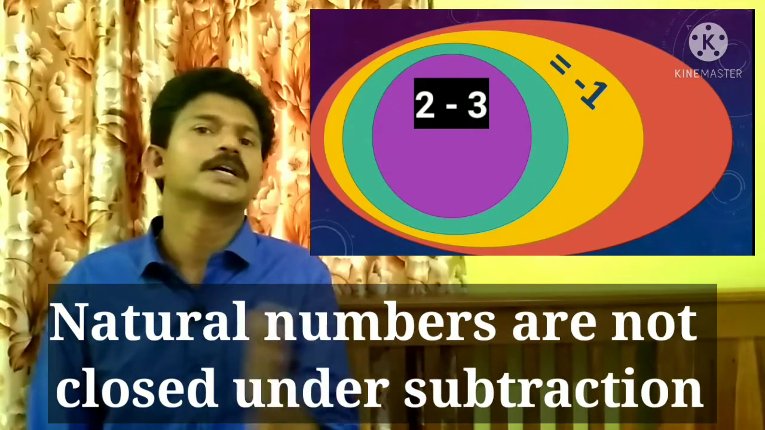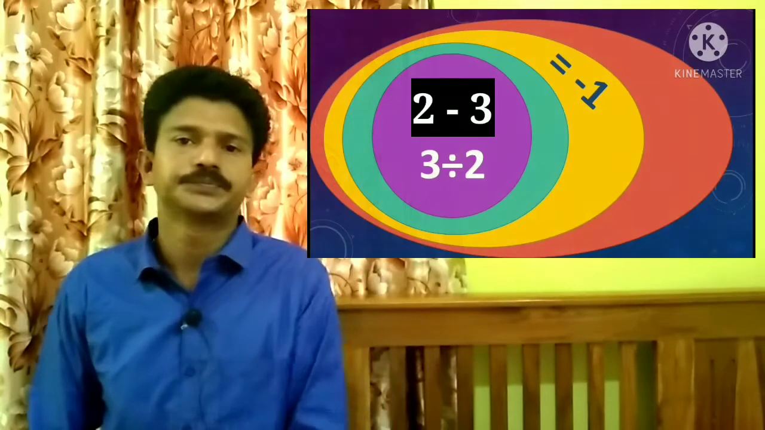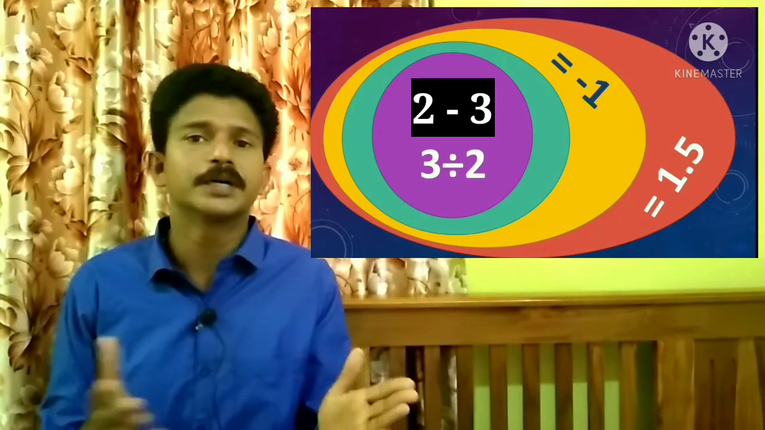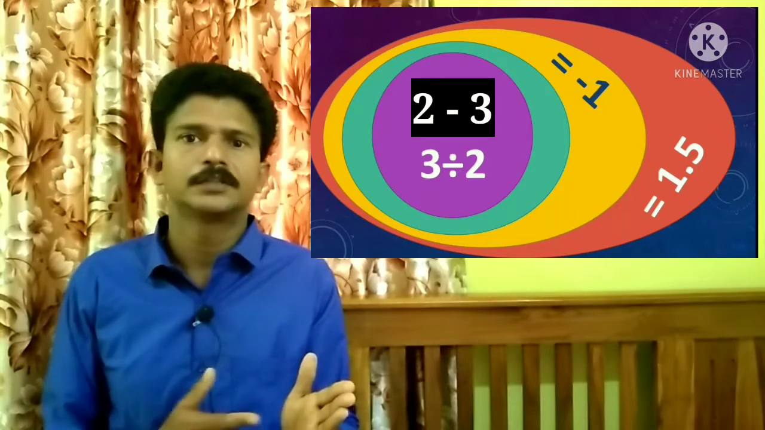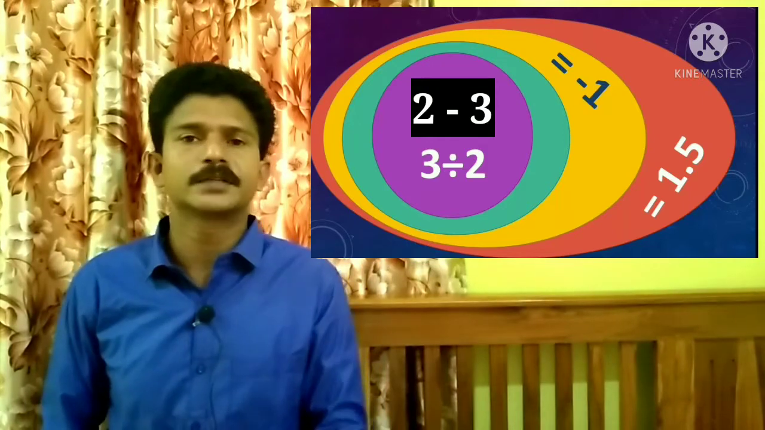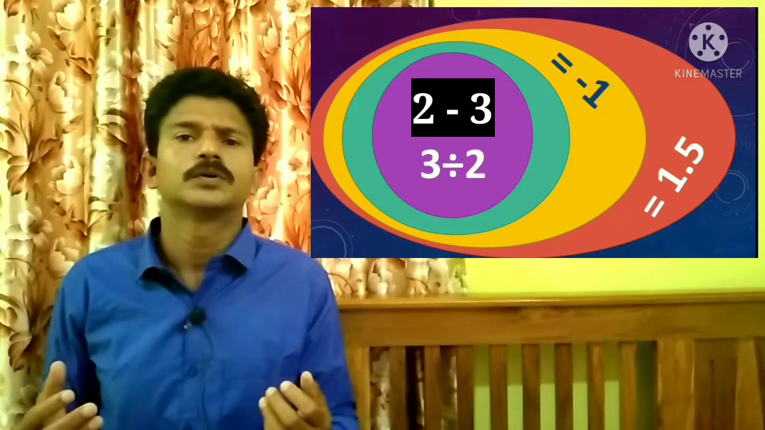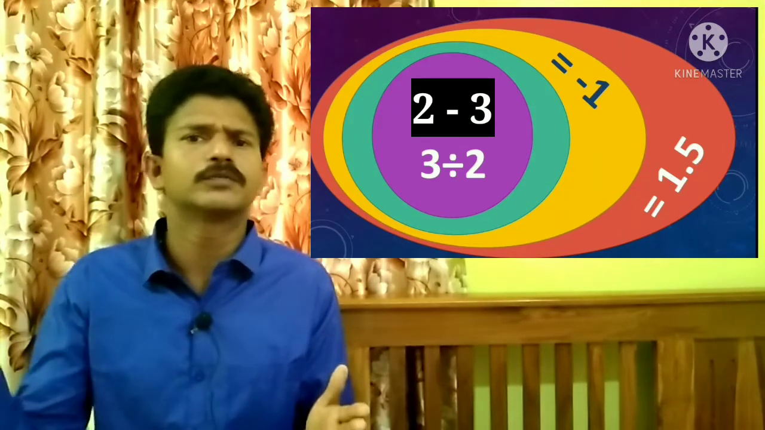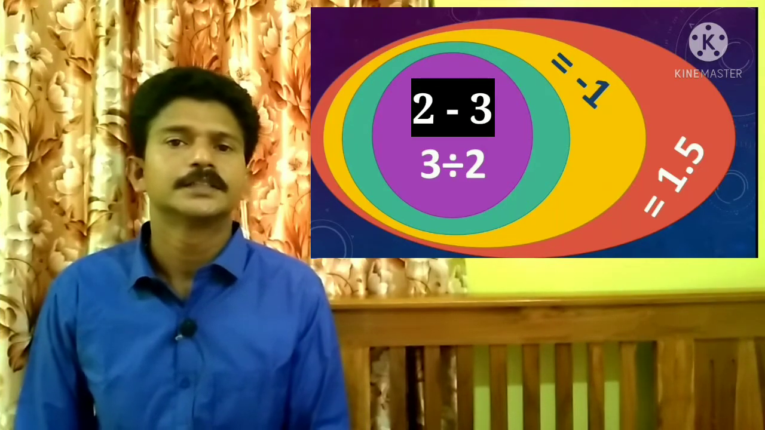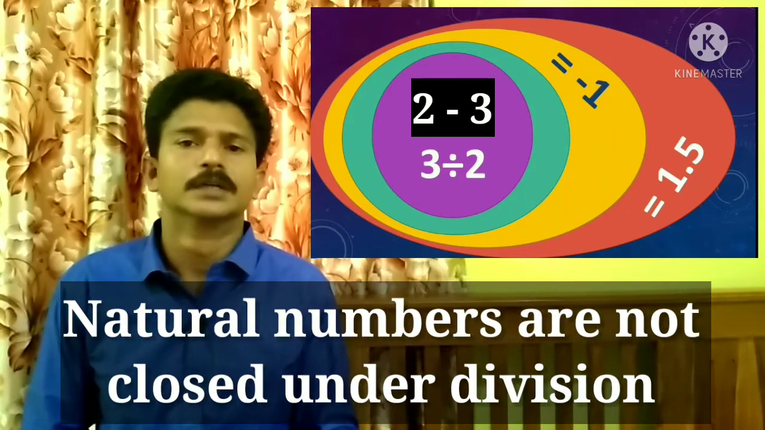When you divide two natural numbers, what happens? When you divide 3 by 2, the answer is 3 by 2 as a fraction, or 1.5. It's a decimal value. It goes to the red circle, again going out of the pink circle. So you can't say that it is closed. So here we can say that natural numbers are not closed under division.